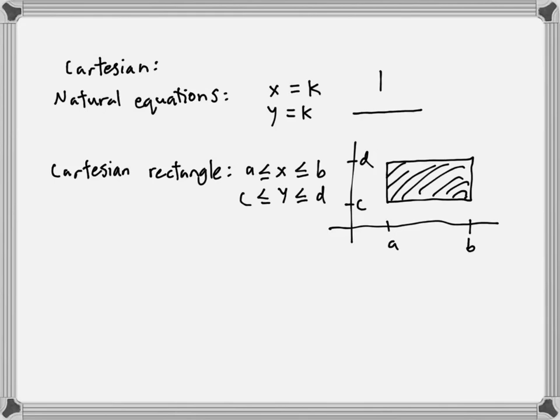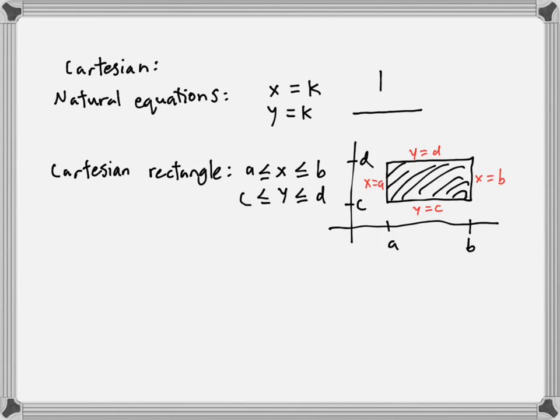Okay, you could see all of the little pieces in this, right? This bottom line is y equals C and the top line is y equals D. And the vertical line on the left is x equals A, and the one on the right is x equals B. Okay? So this is what a Cartesian rectangle is.